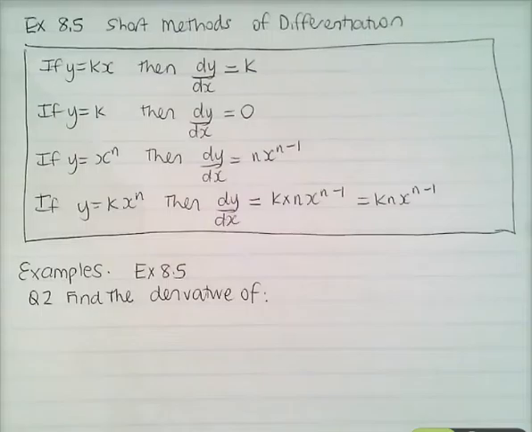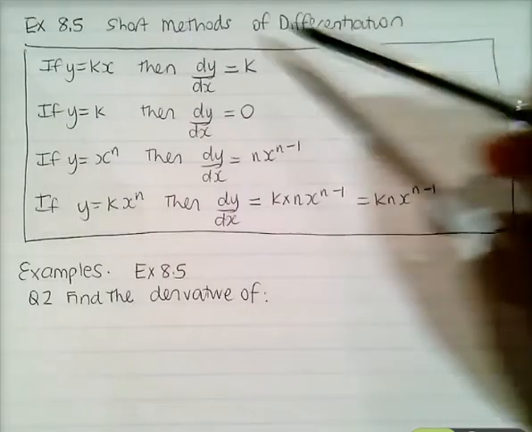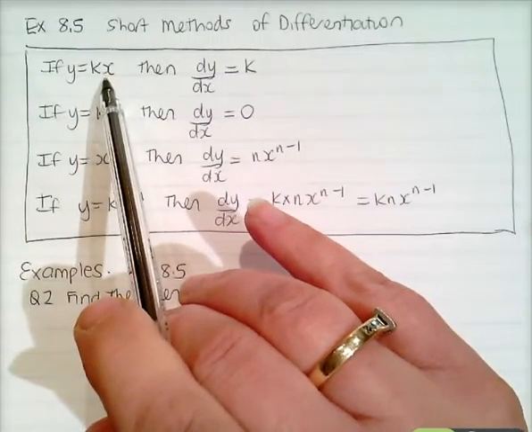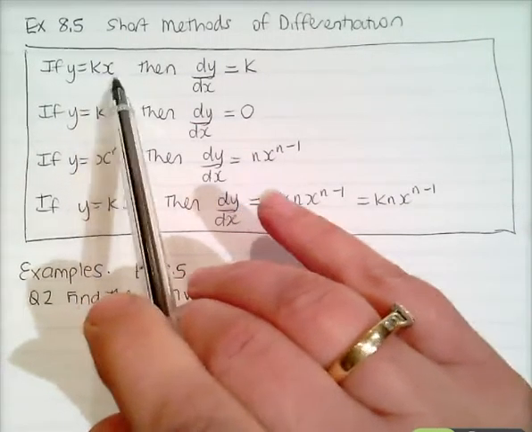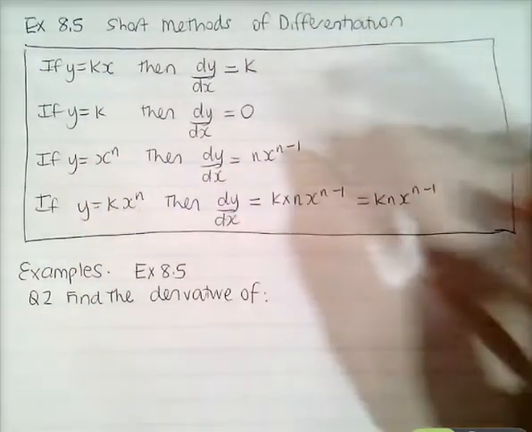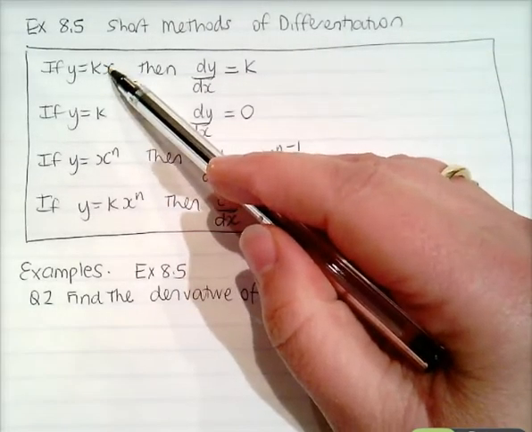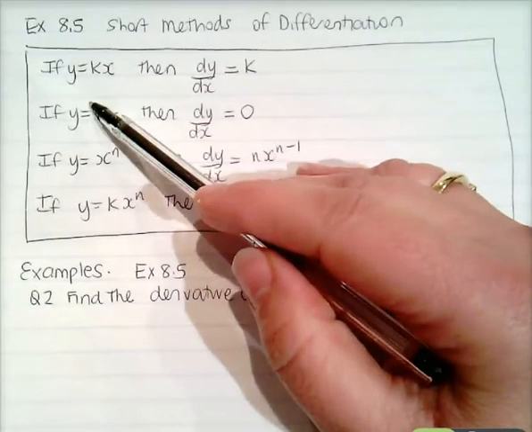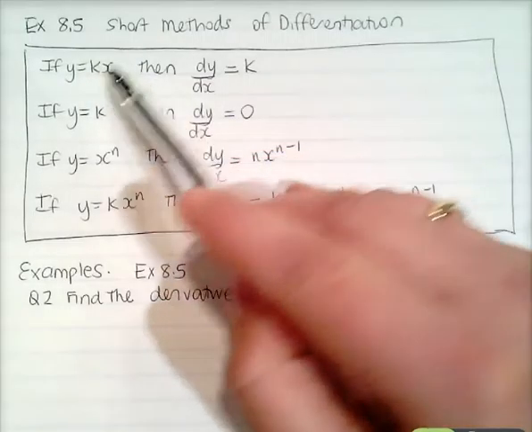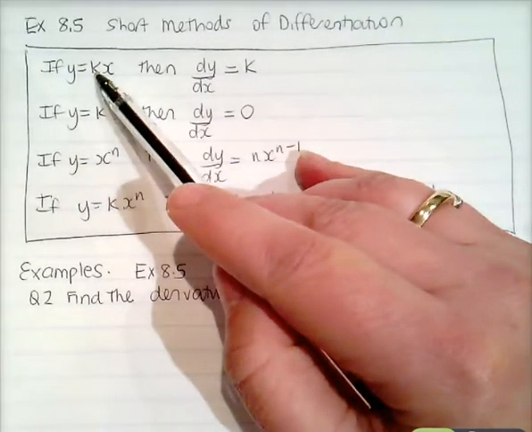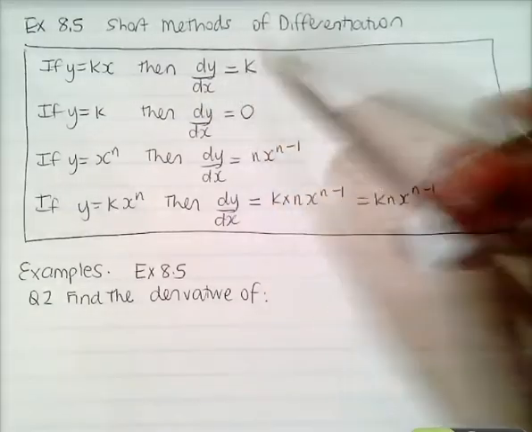Okay, just reviewing what we did in class today, short methods of differentiation. If y equals some constant times x, for example, 2x or 7x or negative 5x, then dy/dx is just the constant. Remembering that you're dropping a power of x when you differentiate. So for example, if y was 7x, then dy/dx is 7. If y is negative 2x, then dy/dx is negative 2.